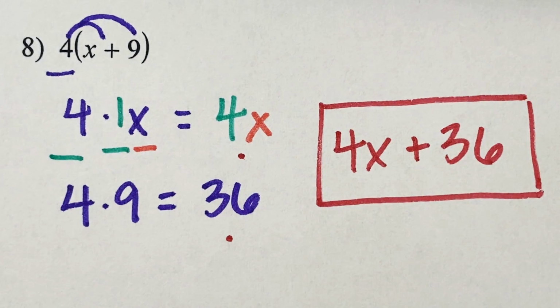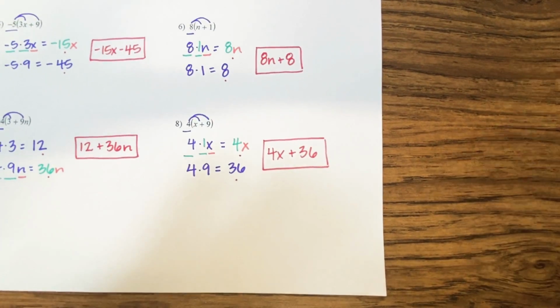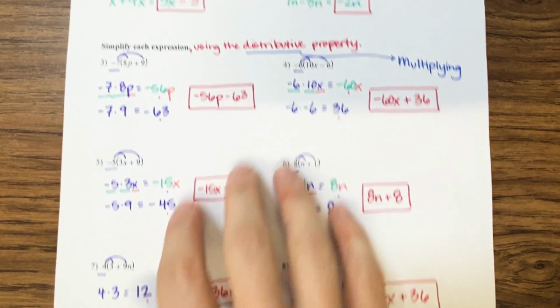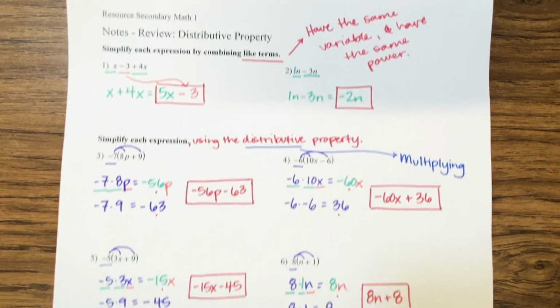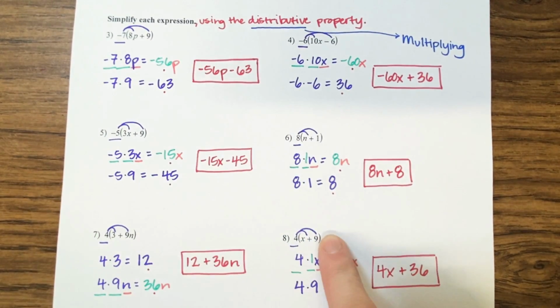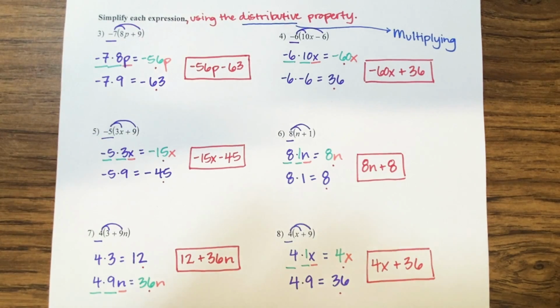Okay, you guys have a review assignment to do now. It is pretty much exactly like the problems on your notes. Okay, so you're going to have to combine like terms on a couple of them, and then you're going to have to use the distributive property to simplify the expression. Okay, your test will pretty much be exactly the same format, same types of questions as your review today.